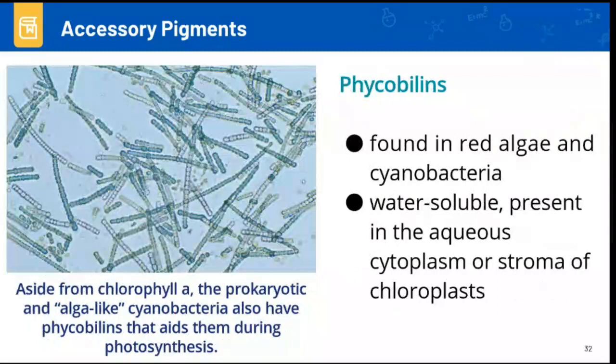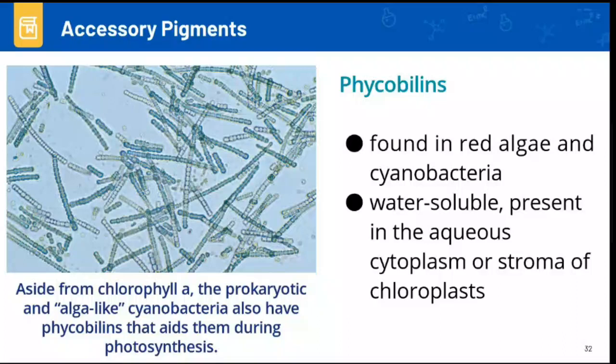So, another, we have different accessory pigments, which includes your phycobilins. These phycobilins are accessory pigments which can be found in your red algae and your cyanobacteria. So unlike chlorophyll, phycobilins are water soluble, making them present in your aqueous cytoplasm or stroma of chloroplasts. There are two colors of your phycobilins, which includes your phycoerythrin, which is the red one, present also in your red algae. And your blue one, that's your phycocyanin, that is present in your cyanobacteria, okay?